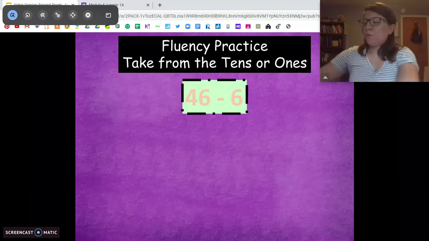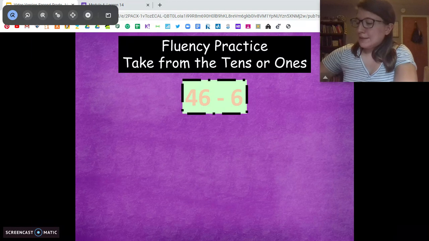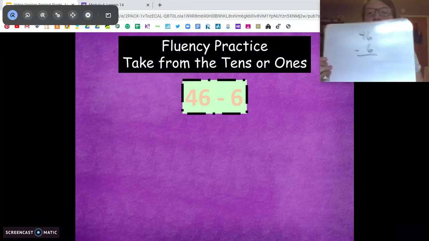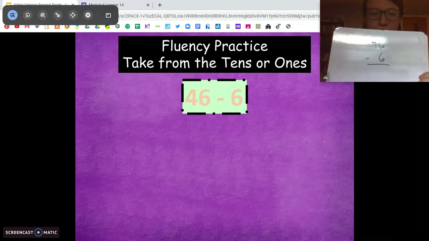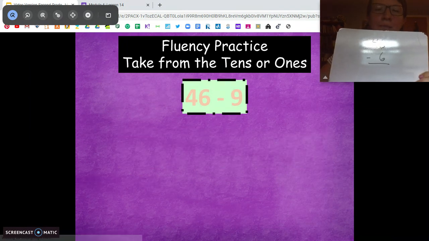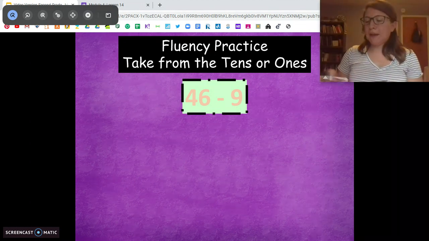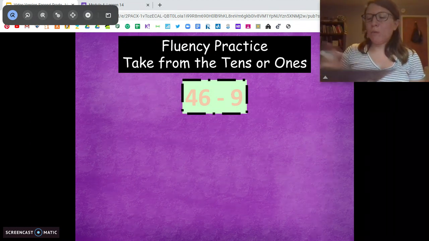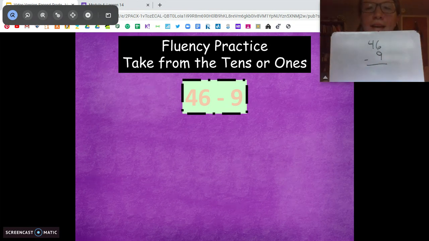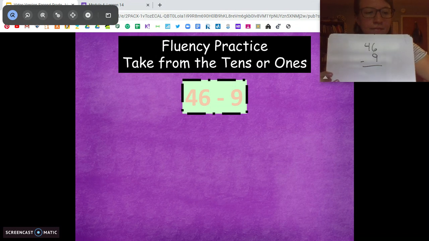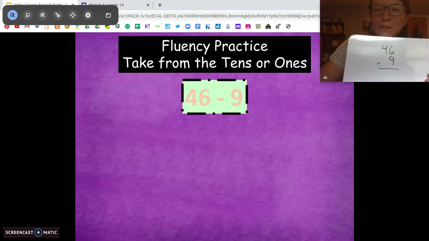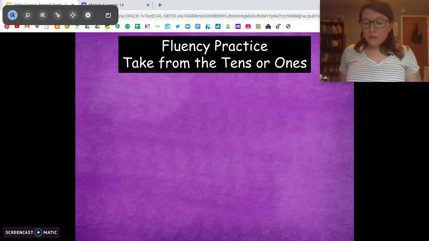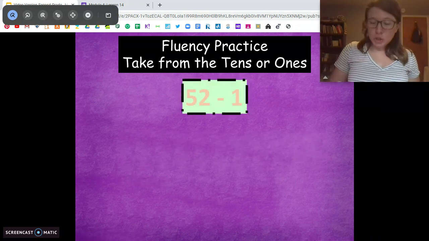So for this one, it's 46 minus 6. Now, can we take from the ones or do we have to take from the tens? Yeah, we can take from the ones. Awesome job. What about 46 minus 9? Can we take from the ones or do we have to take from the tens? Yeah, we're going to have to take from the tens. Good job. What about 52 minus 1?